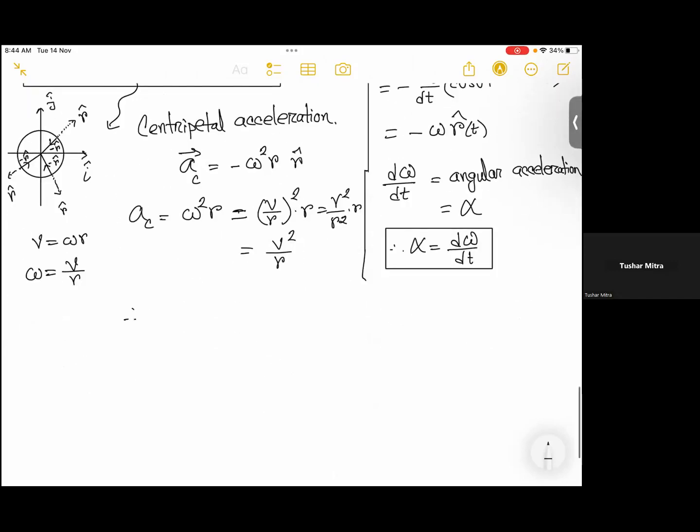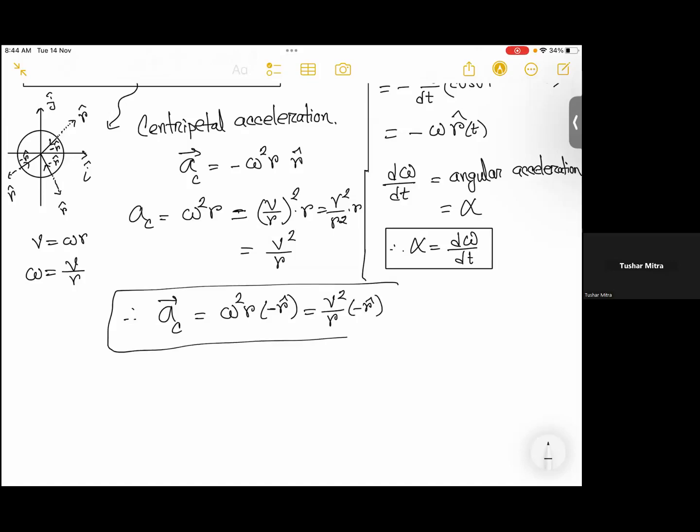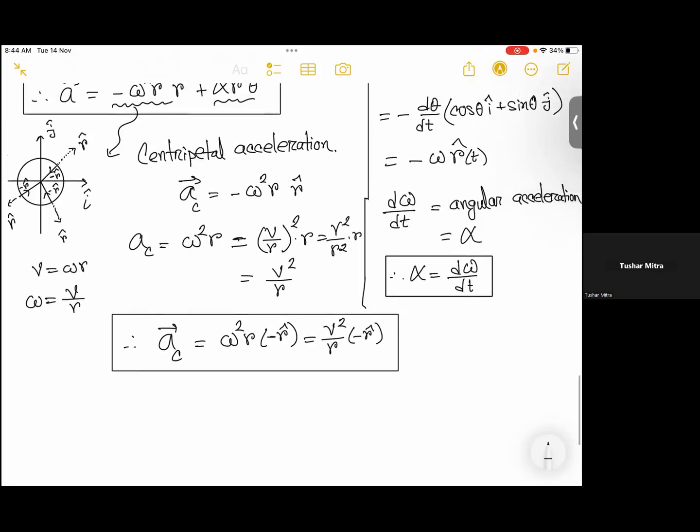So the centripetal acceleration, the first component of the acceleration, is given by either omega square r, and the direction is always minus r hat, or v square by r, the direction is minus r hat. The centripetal acceleration magnitude is omega square r or v square by r, and the direction is minus r hat, which means it is always towards the center of the circle. Since it's always towards the center of the circle, it's a center seeking acceleration. We'll call that centripetal acceleration. That's what this C means, centripetal. Is it clear to everyone? Why do we call this component centripetal?